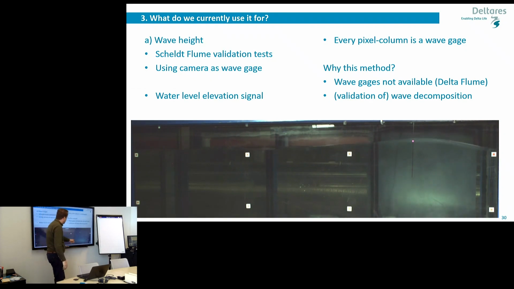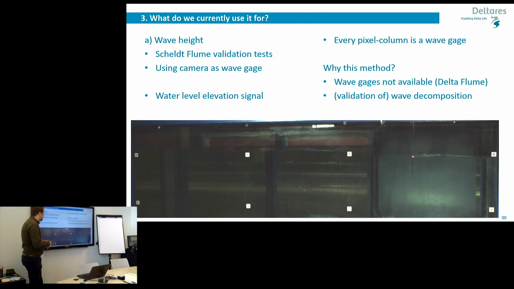But essentially I could have done this for every horizontal pixel in the image, so then you have a few thousand wave gauges. And you could say, well, Joost, why would I need a few thousand wave gauges? Well, okay, a few thousand is a bit much, but for instance, for decomposition of incoming and reflected waves, you need 3, 4, 5 wave gauges. So in that sense, it is useful to have multiple without needing multiple physical wave gauges.